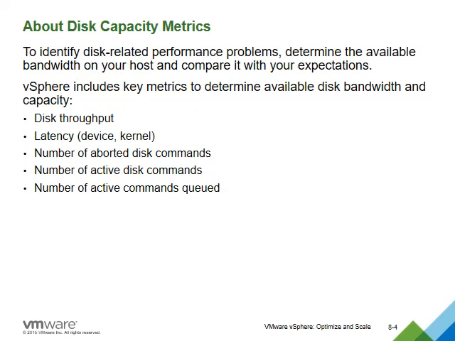About disk capacity metrics. To identify disk-related performance problems, determine the available bandwidth on your host and compare it with your expectations. vSphere includes key metrics to determine available disk bandwidth and capacity. We have disk throughput, latency for the device and the kernel, number of aborted disk commands, number of active disk commands, and the number of active commands queued.